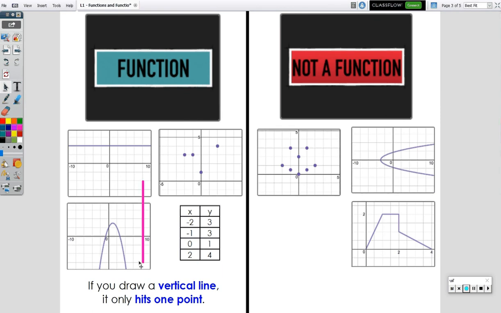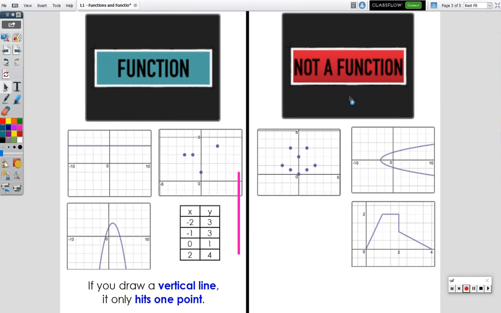If you take a vertical line and you drag it across your graph, as long as it only hits your graph one point at a time, it's going to be a function. That means the x values don't repeat. And I'll show you here on this one. So here I have -2, 3. I have -1, 3. 0, 1. And over here I have the value 2, 4. Okay, so it never hits more than one point at a time.